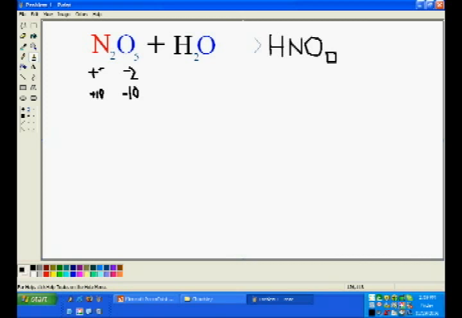+5. So, this nitrogen over here also is +5.